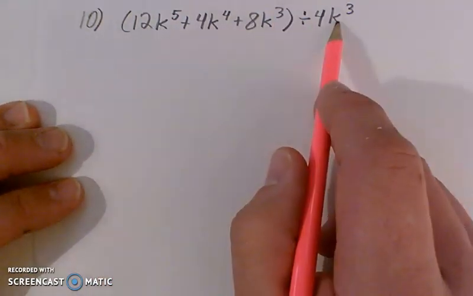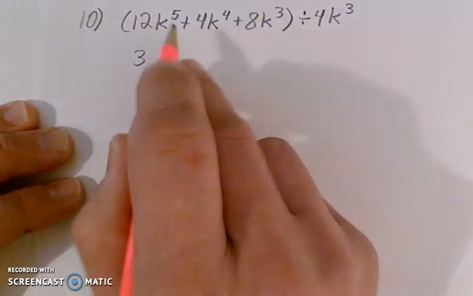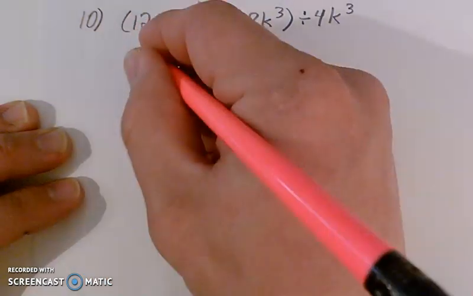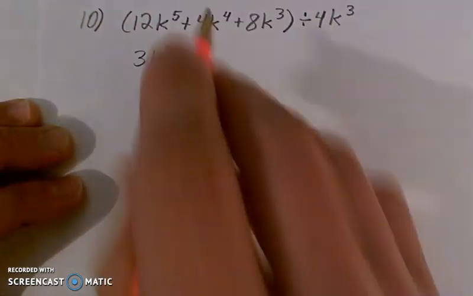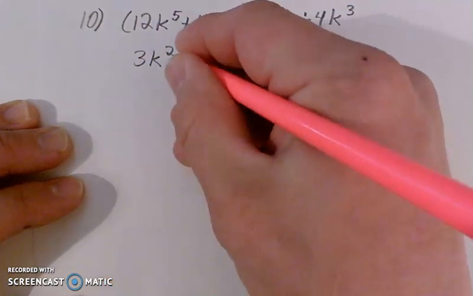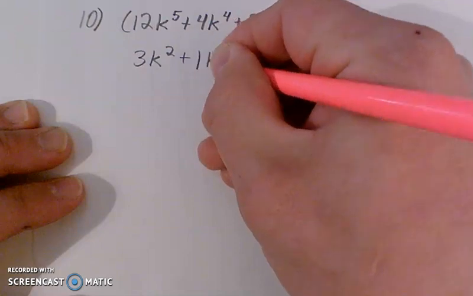12k to the 5th divided by 4k cubed. 12 divided by 4 will be 3. K to the 5th divided by k to the 3rd is going to be k to the 2nd power. Don't forget you're subtracting. 4 divided by 4 will be positive 1. K to the 4th divided by k cubed will be k to the 1st power.